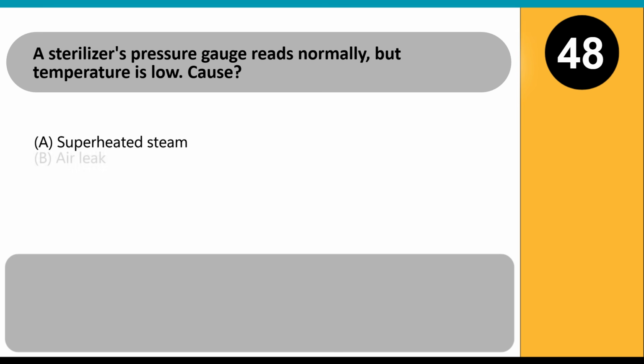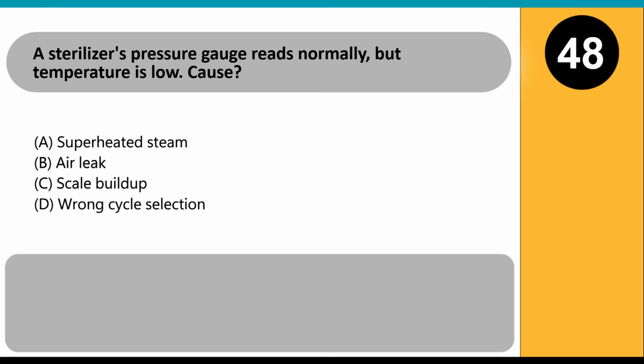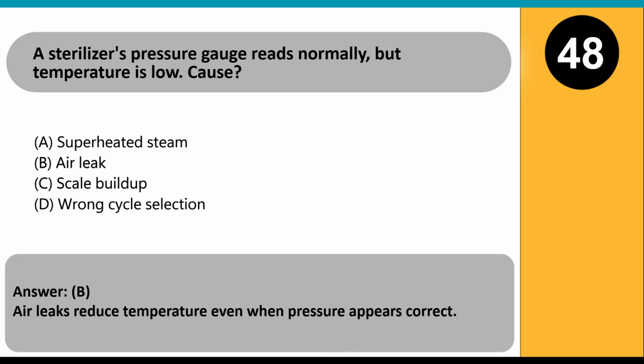A sterilizer's pressure gauge reads normally, but temperature is low. Cause? A. Superheated steam. B. Air leak. C. Scale buildup. D. Wrong cycle selection. Answer B. Air leaks reduce temperature even when pressure appears correct.